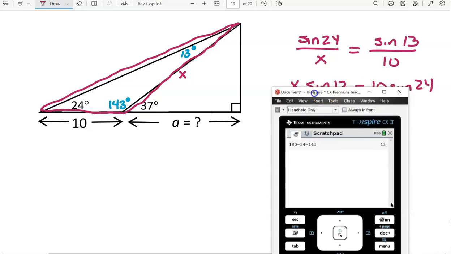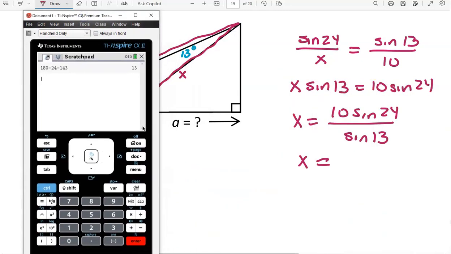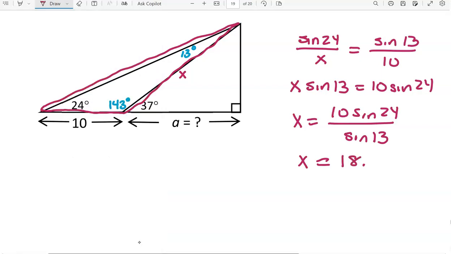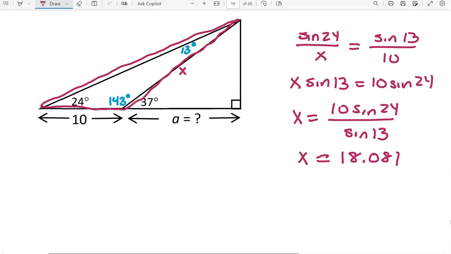Now we're ready for an approximate answer. Control divide, 10 times the sine of 24 divided by the sine of 13 gives us a result of 18.081. That's a preliminary result. We're not quite to the answer that we're looking for.